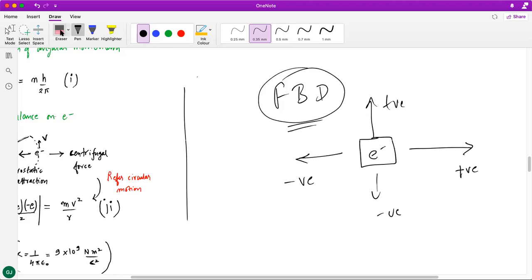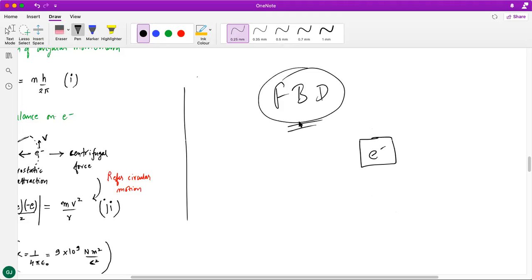Okay. Now you look into the results of the force that are being applied on that object. So in this case, the force of attraction, the electrostatic force of attraction, is acting towards the left hand side, and the centrifugal force was acting on the right hand side.